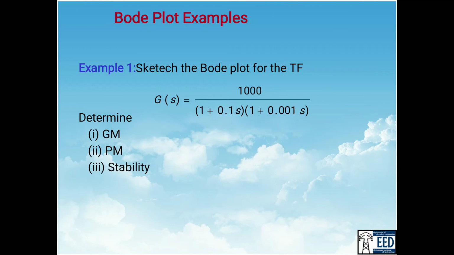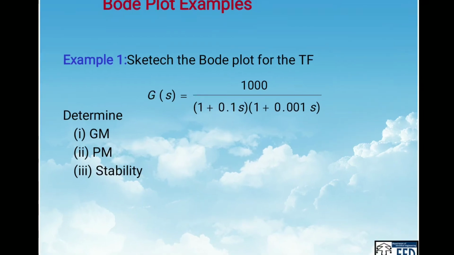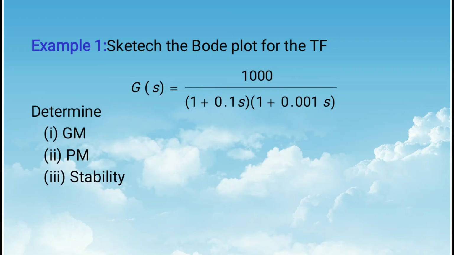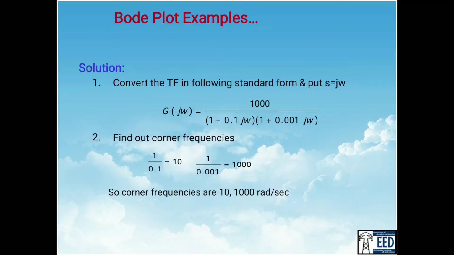Let's have an example on the Bode plot. So we are going to sketch the Bode plot for the transfer function 1000 upon (1 plus 0.1s) into (1 plus 0.001s). We have to determine the stability, gain margin and phase margin.